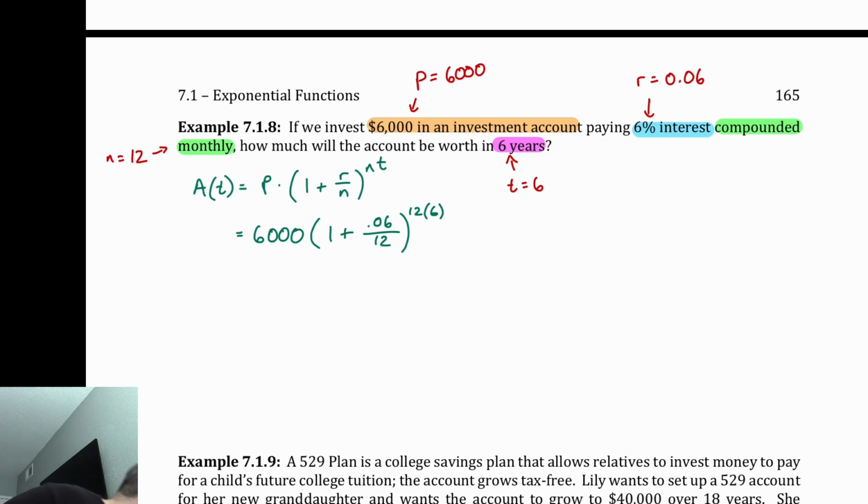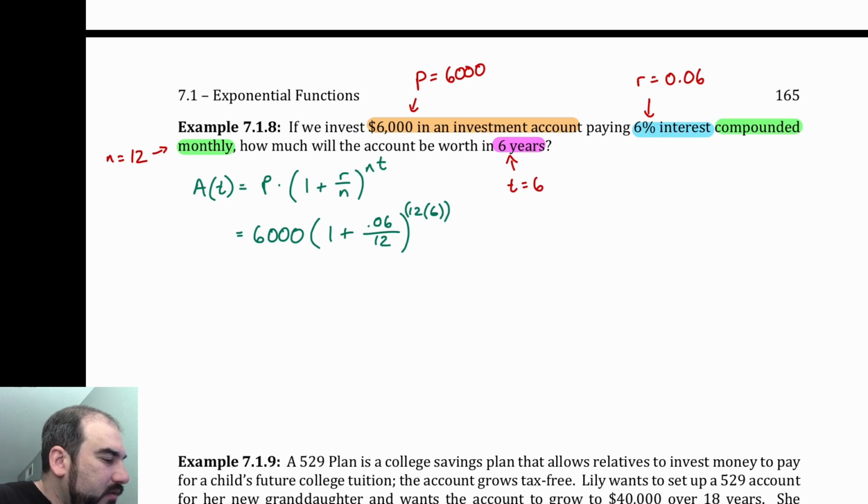Right, and as far as the homework is concerned, you may need to plug that into a calculator. If you're plugging this into a calculator, you may want to do the 12 times 6 first and get a number for that, and then plug that into the calculator as your exponent. If you don't want to do that, you're going to need a parenthesis when you do your exponent.